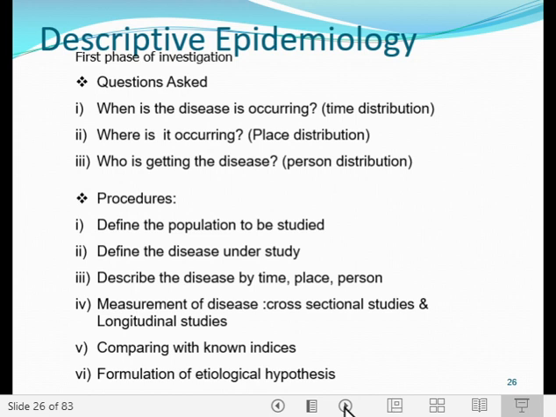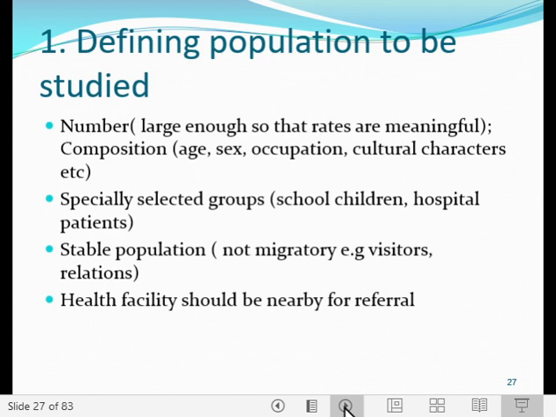First of all is define the population to be studied. What do you mean by that? You need to know how much population you are going to cover, how much you are going to include, whether it is 100,000 or more than that, whether you are going to include multiple cities or multiple countries. So, you first need to define the population to be studied.